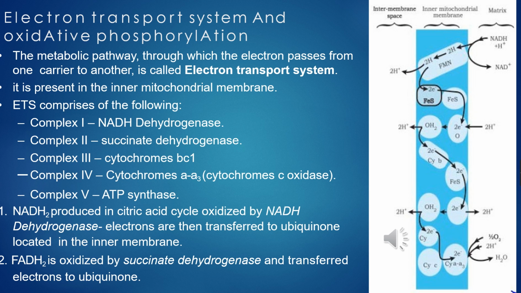So NADH produced in the citric acid cycle is oxidized by NADH dehydrogenase. Electrons are then transferred to ubiquinone located in the inner membrane. It is a protein which is present in the inner membrane. So FADH2 is oxidized by succinate dehydrogenase and transferred the electrons to ubiquinone.